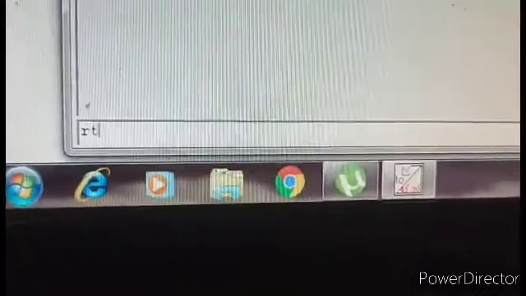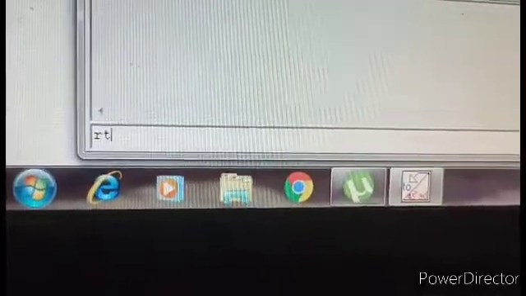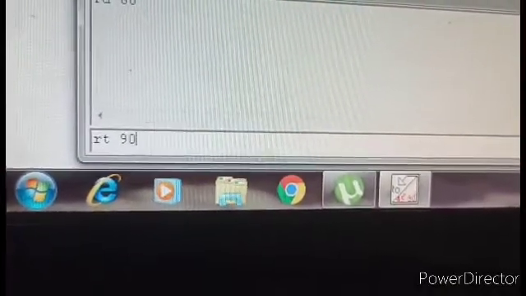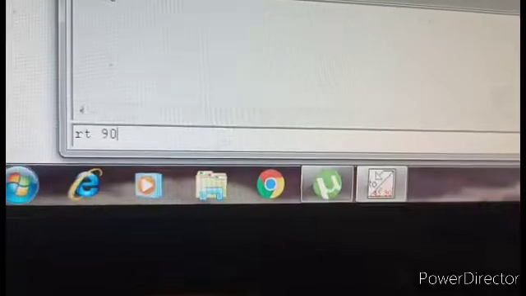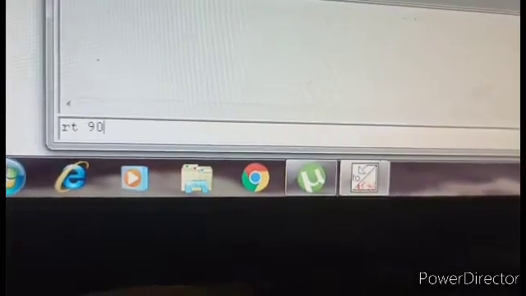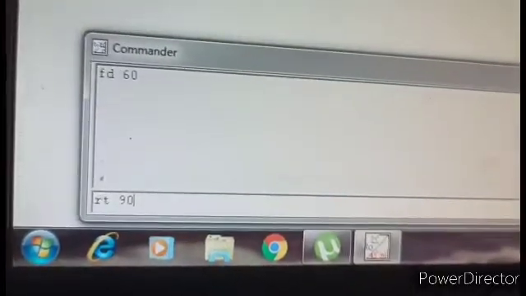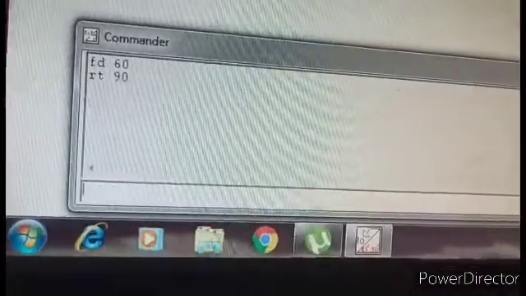Next is RT. RT, small or capital, both letters are acceptable. Then always a single space. Then suppose 90. That means my turtle will turn to the rightward direction by a 90-degree angle. As before, press Enter. See, the turtle's face has turned to the rightward direction by a 90-degree angle.